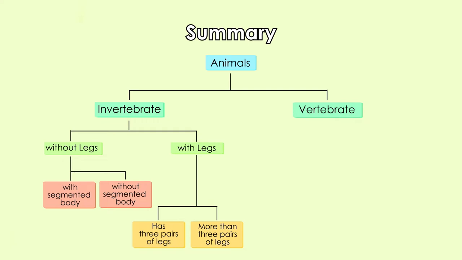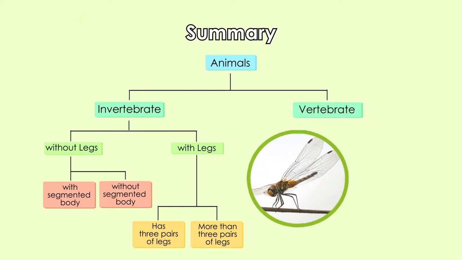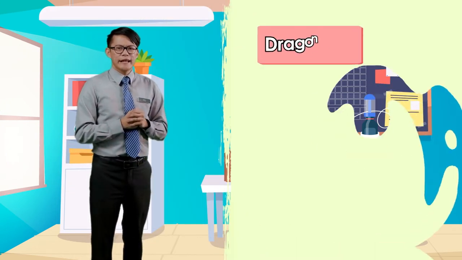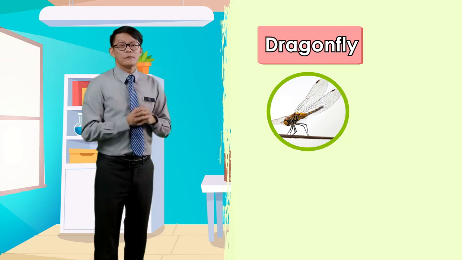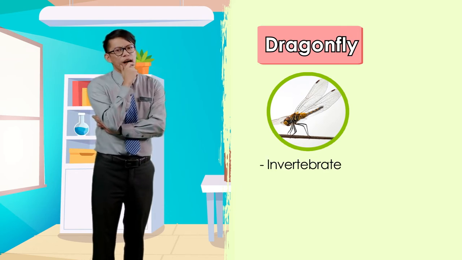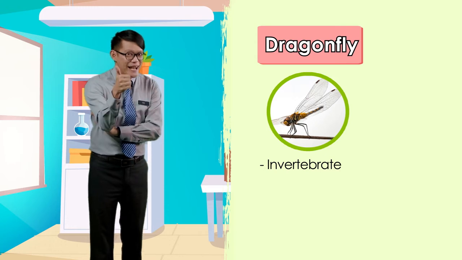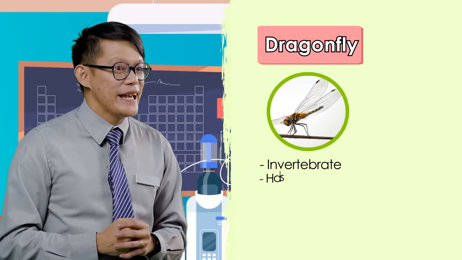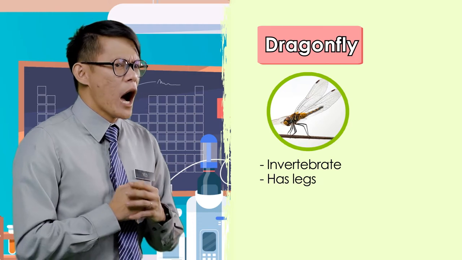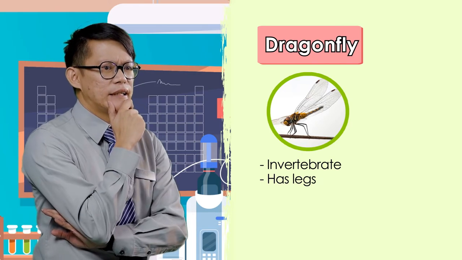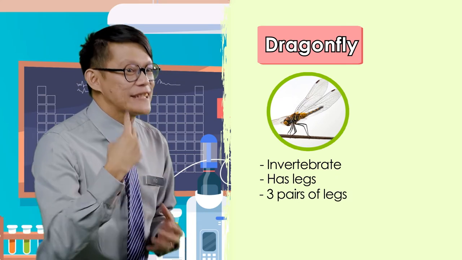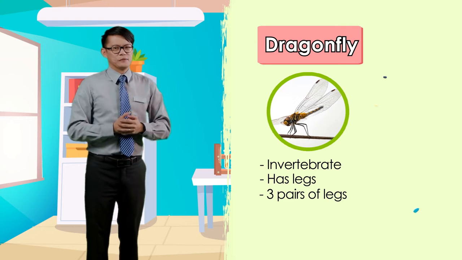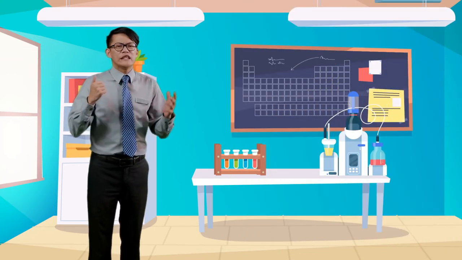Let's revise again. We will try to classify the dragonfly. Okay? The dragonfly is an... Yes, awesome! The dragonfly is an invertebrate. Does a dragonfly have legs? Yes, you are right. The dragonfly has legs. How many pairs of legs does the dragonfly have? The dragonfly has three pairs of legs. Awesome, pupils! You are doing a super great job.